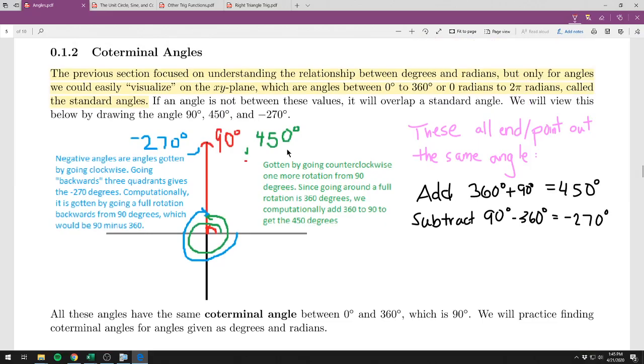So that's pretty much what I have written here in the green and the blue. The 450 degrees is gotten by going counterclockwise, right? We're going our positive way one more rotation, which means 360 degrees more around. Computationally, we add 360 to 90 to get the 450. Negative angles are gotten by going clockwise. So if we start at the positive x-axis, we're going the opposite way. You'll notice once again, for the blue, I have the arrow drawn going the opposite way. Computationally, we get it by subtracting 360 from 90 because we're going to go backwards one rotation.